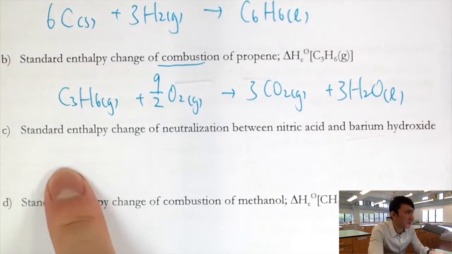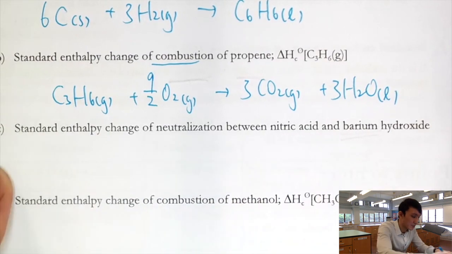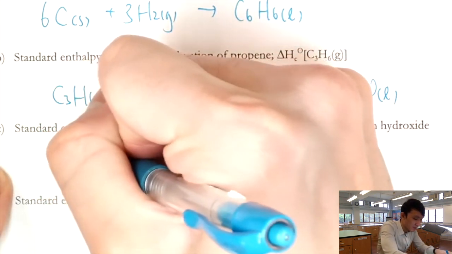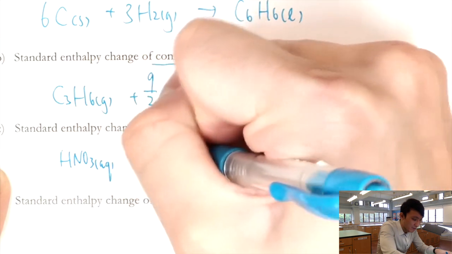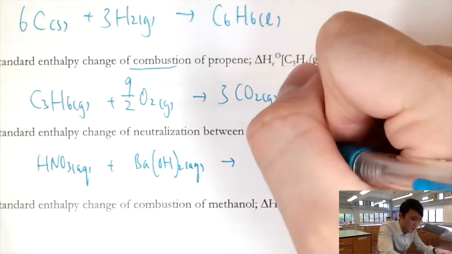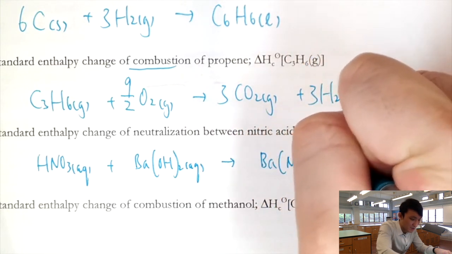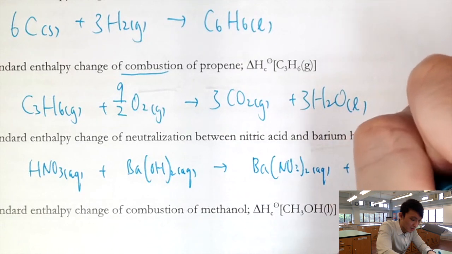Now here, standard enthalpy change of neutralization between nitric acid and barium hydroxide. So nitric acid, HNO3, aq. Barium hydroxide, aq. To form Ba(NO3)2, aq, as well as water.